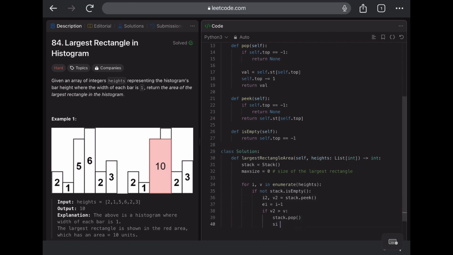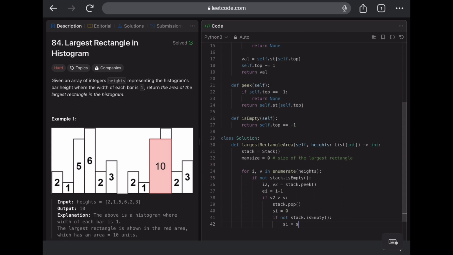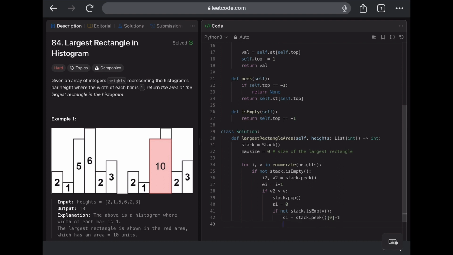Then the starting index could be 0, which is the left boundary of the current element at the top of the stack. But it could also be non-zero, in which case, if the stack is not empty, which means there's an element below the top, and what is it going to be? Then the starting index is going to be whatever is at the top, its index plus 1.